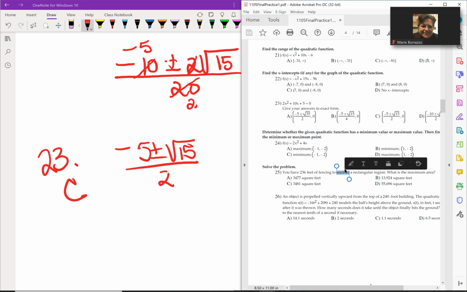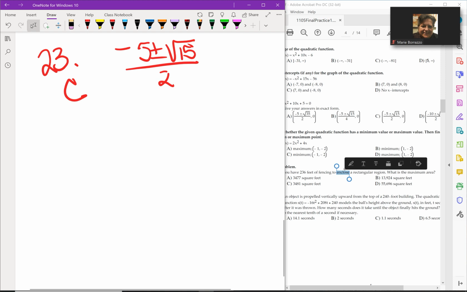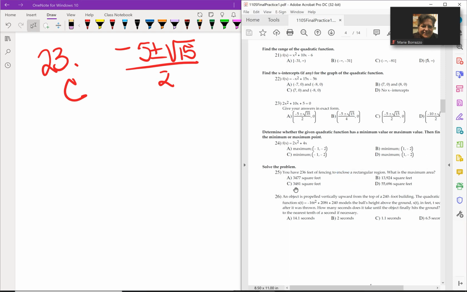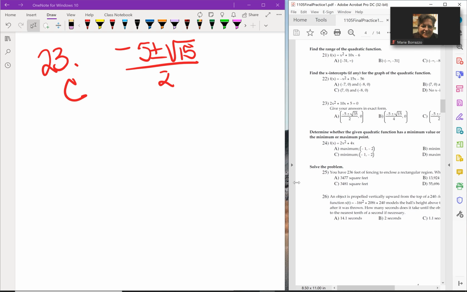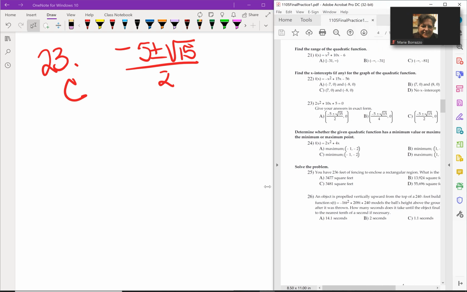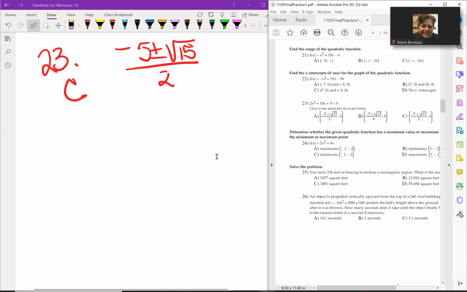All right, the next question, number 24. Kind of annoying having to go back and forth here. Let me see if I can push this over just a little bit. All right, for 24, they want you to determine if it has a minimum or maximum. In other words, is a vertex a positive or a negative?